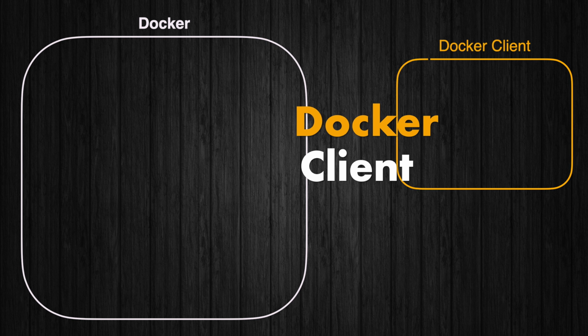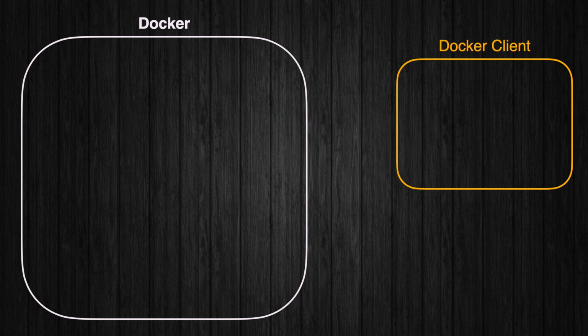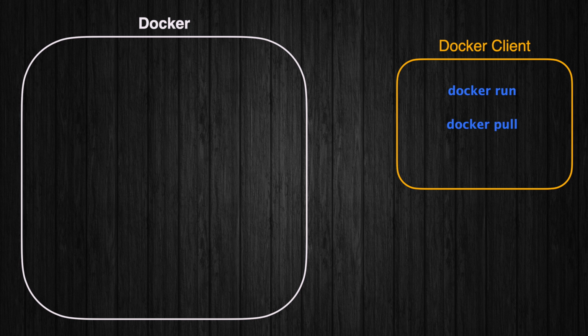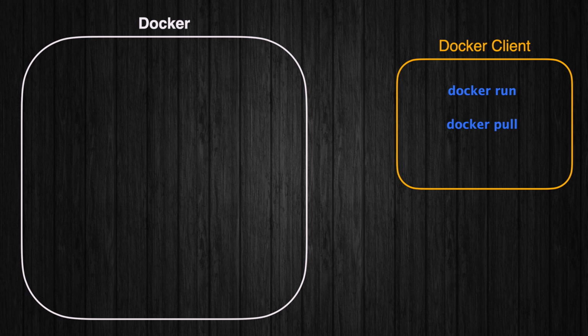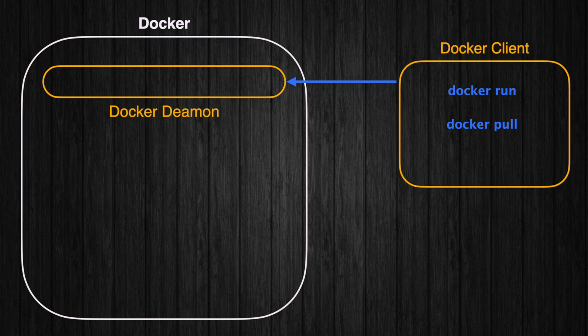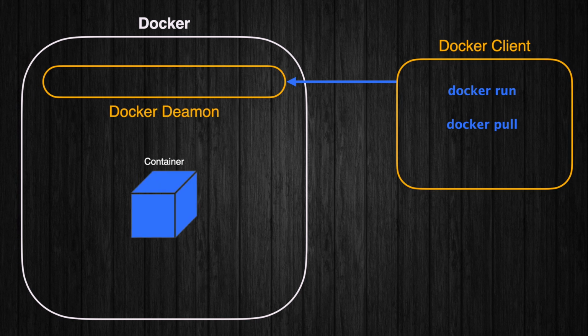The Docker client is what you, the user, interact with. Every time you type a command like docker run or docker pull, you are speaking directly to the Docker client. The client then passes these commands to the Docker daemon. They work together to keep your containers running smoothly.